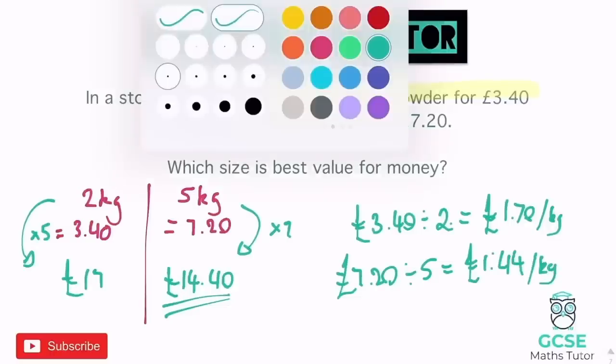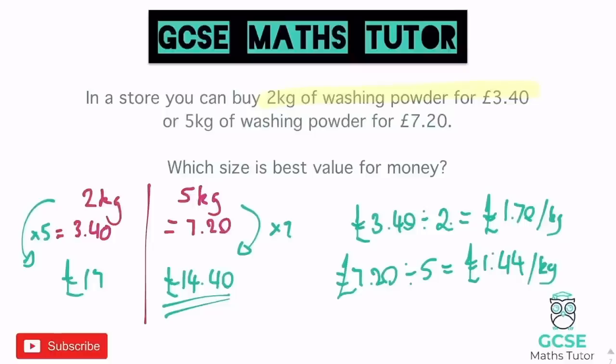And again, you can see which one's cheaper there per kilogram. It's the £1.44, again, the 5 kilogram box. So 2 different ways, one non-calculator, one with a calculator, to work out a better value.